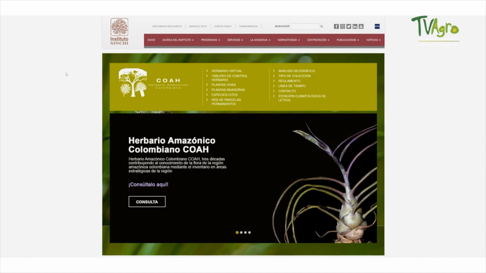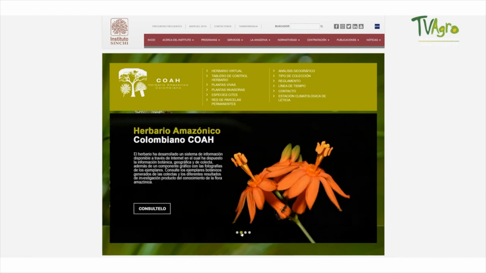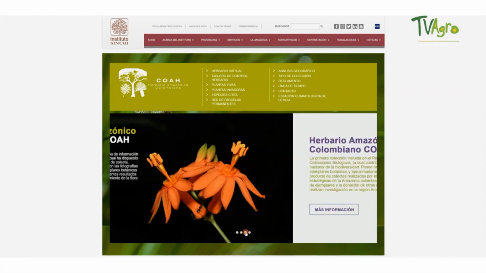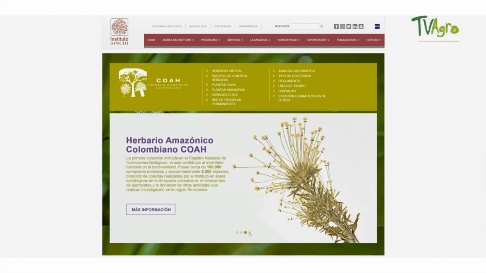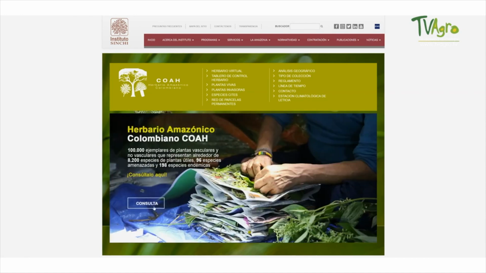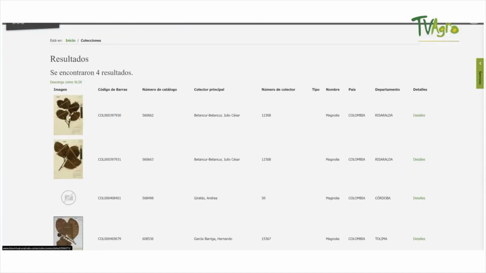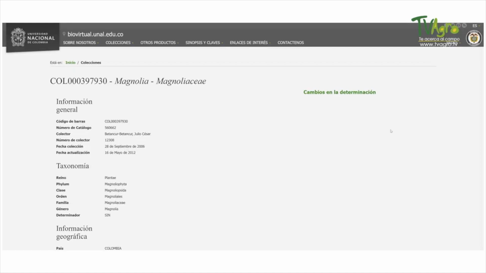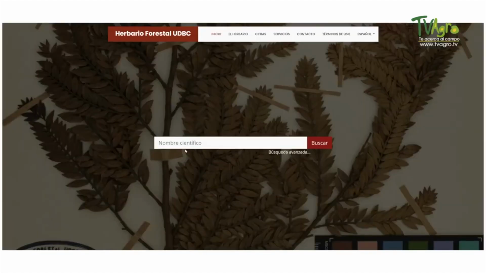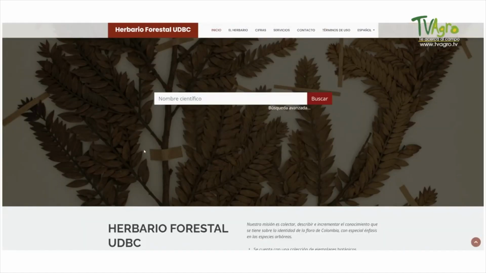At this moment we already have several digital herbariums in Colombia that are virtual, such as the Amazon Herbarium that is based in Bogotá, El Sinchi, or the Coach Herbarium, the National Herbarium of the National University of Colombia based in Bogotá, the Herbarium of the University District of Bogotá, in which there are timber plants.